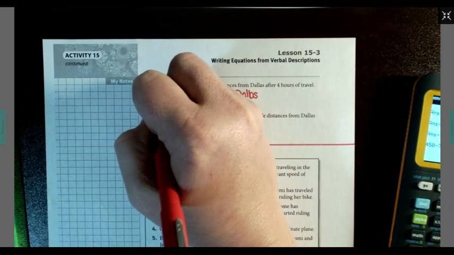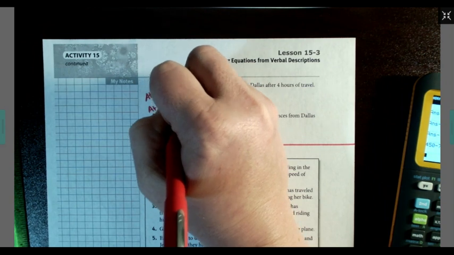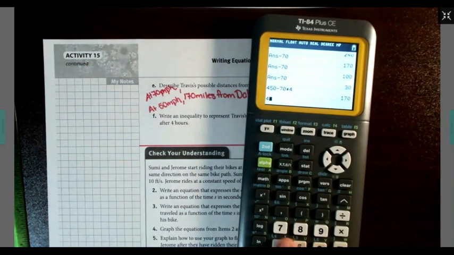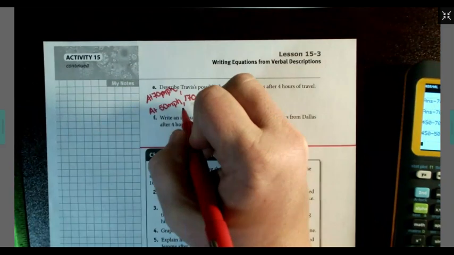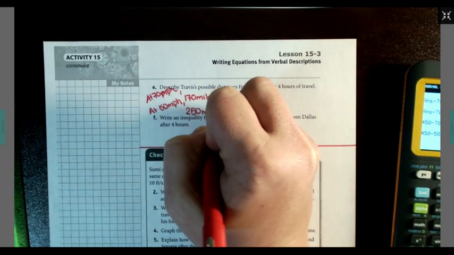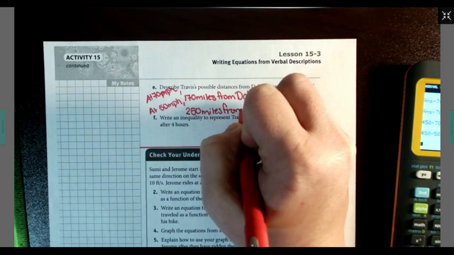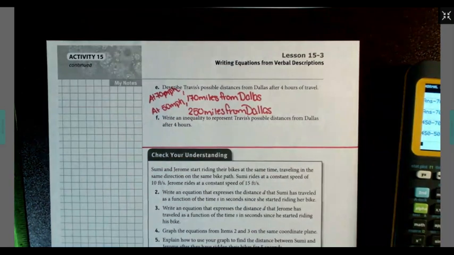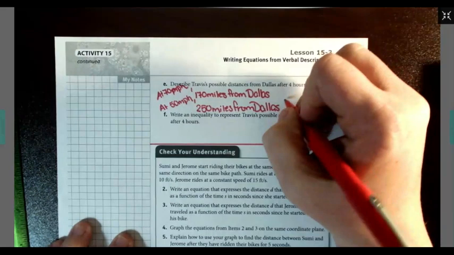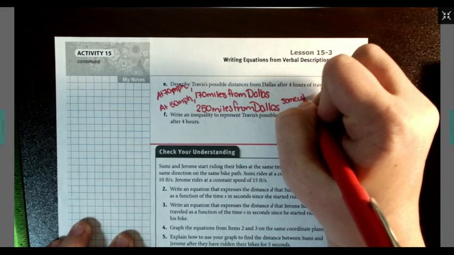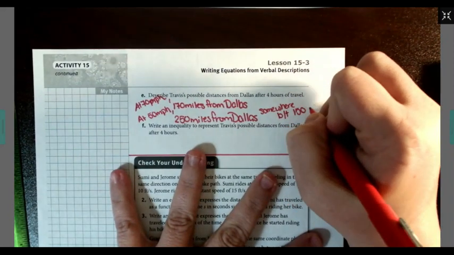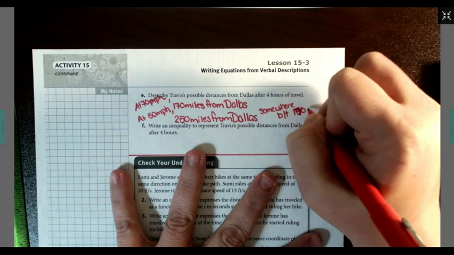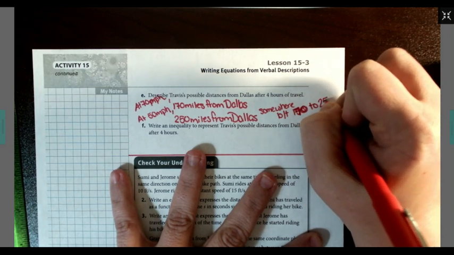If he's traveling at the slower speed, at 50 miles an hour, we're going to do 450 minus 50 times 4. He could be 250 miles from Dallas. So he's somewhere between 170 miles and 250 miles away. Sorry, that's 170 to 250 miles away.